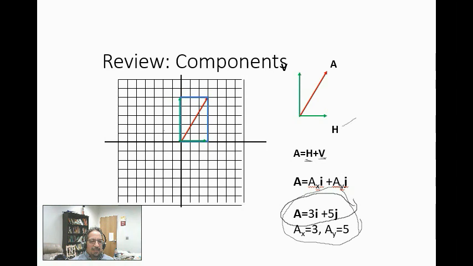So this H is A sub x i, because then it's a vector. This is a number, but together this is a vector. And this is A sub y j. So this is a number and this is a vector, and it gives me the result I want.